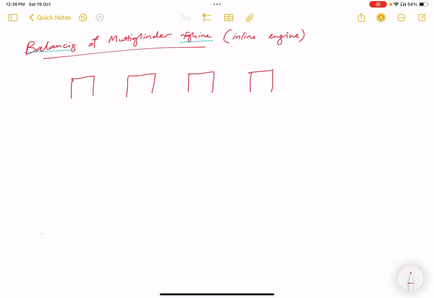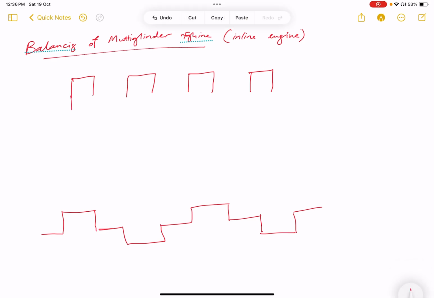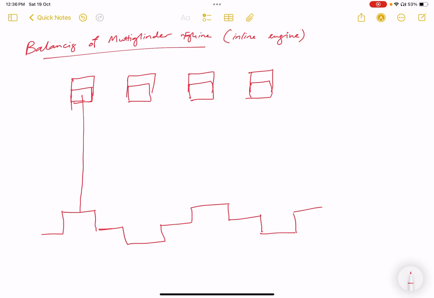And we have a crank one, this is crank two, this is crank three, and this is crank four. Sorry. Here in each cylinder there will be a piston. Here there will also be a piston, here a piston, and here a piston. This piston is connected to this crank, this is connected to this, this is connected to this, and this is connected to this. This is cylinder one, this is two, this is three, and this is four.